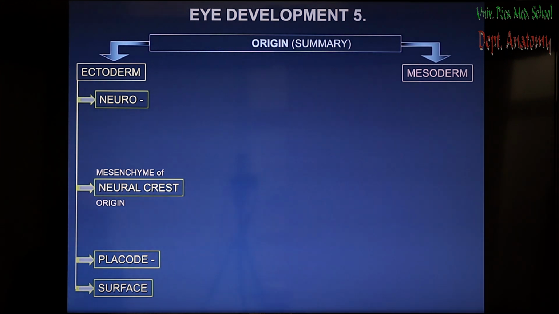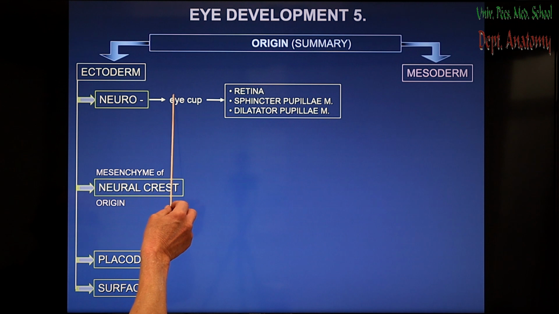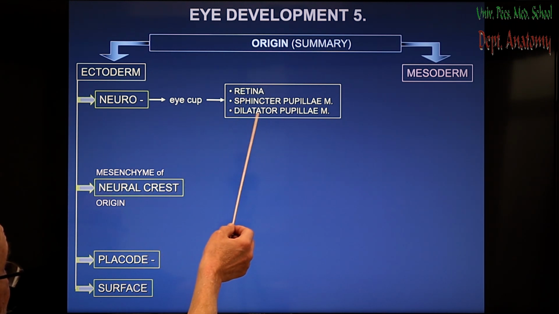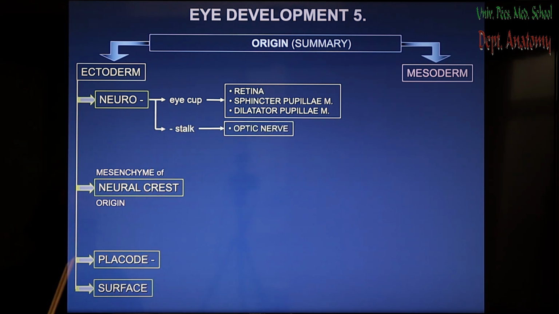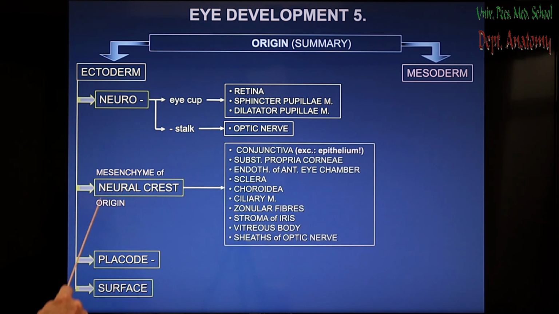Here is a summary of different components of the eye. What do they develop from? From ectoderm, from the neuroectoderm, the eye cup, with the retina, sphincter pupillae and dilator pupillae muscle together, as well as the optic stalk, the optic nerve derives. Mesenchyme of neural crest origin, so neural crest is the next component of the ectoderm here, but turns into mesenchyme, as you remember for tooth development, for example. We mentioned that mesenchyme migrates to the first, second pharyngeal arches from the neural crest. The same applies to that kind of mesenchyme, which gives rise to all the listed structures.